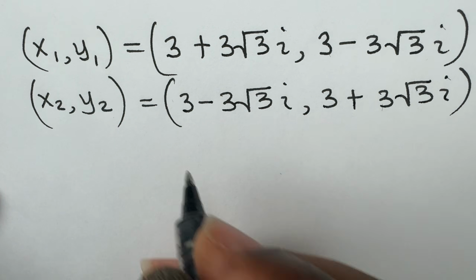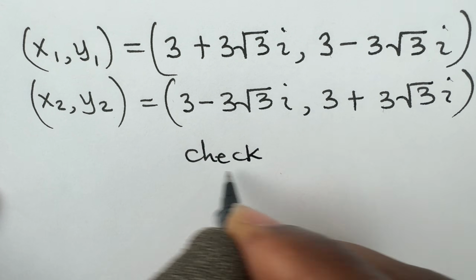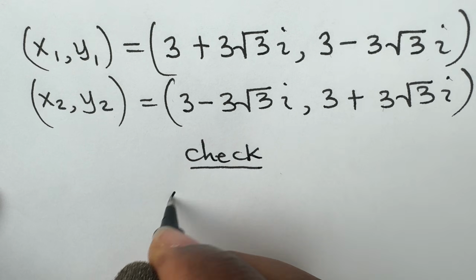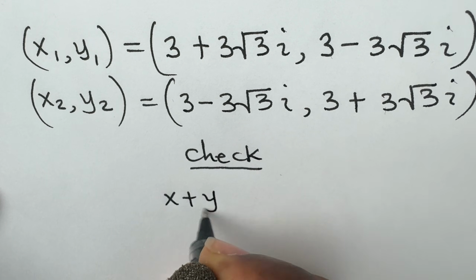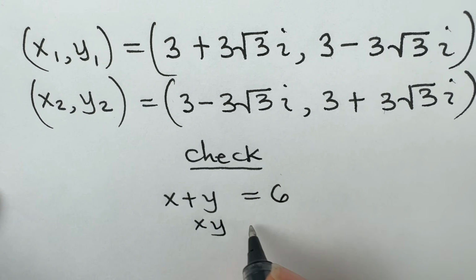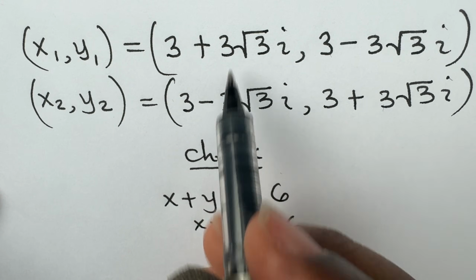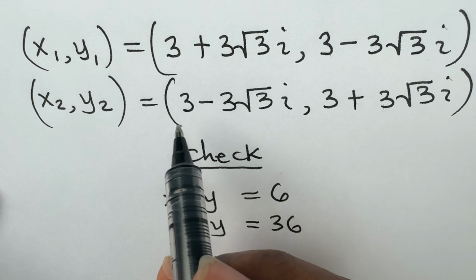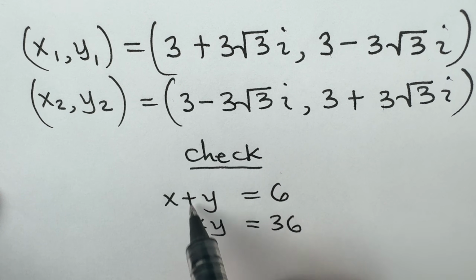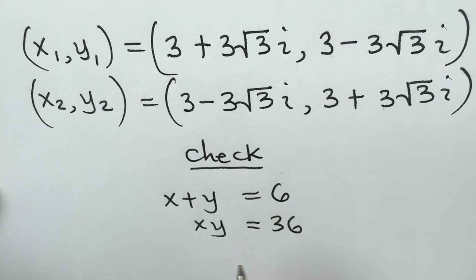Let us now check to confirm that the solutions are correct. To check, we are going to substitute these values into the given equation. x plus y is equal to 6, xy is equal to 36. We can actually use any of these solutions since they are symmetrical and we are dealing with addition and multiplication. So I'll choose the first one.